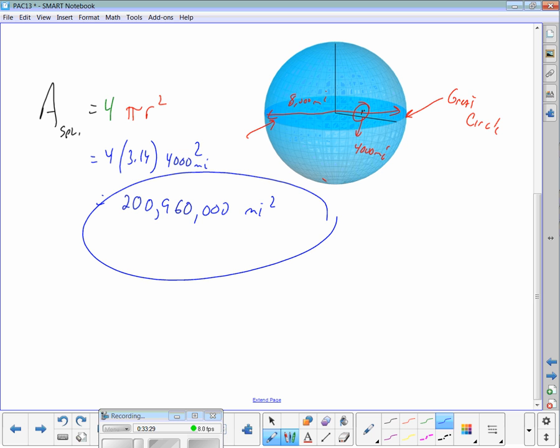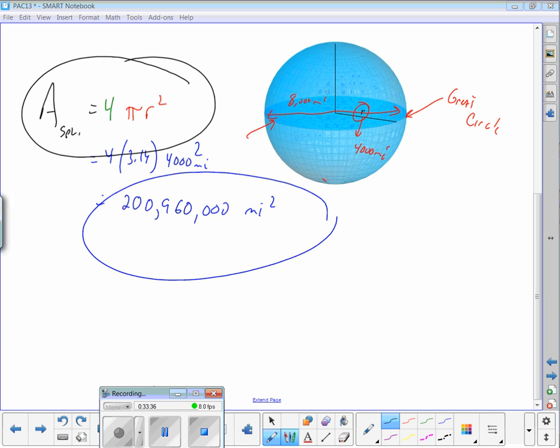So though the formulas, it's not hard. It's just 4 times the area of a circle. All right, we'll quit there. Make sure you've got your notes with you on Monday.